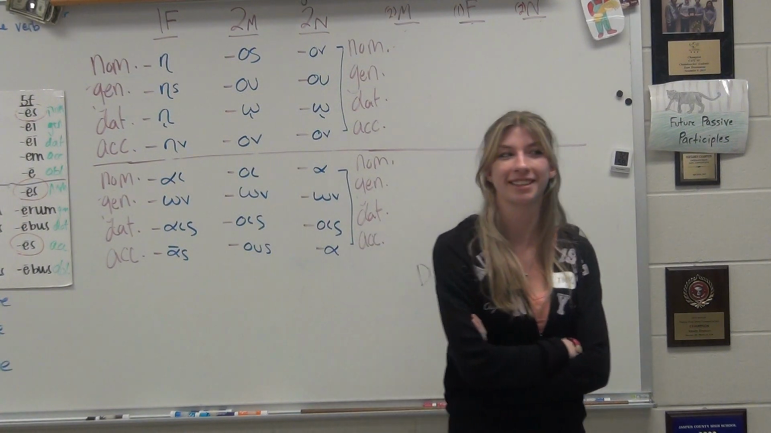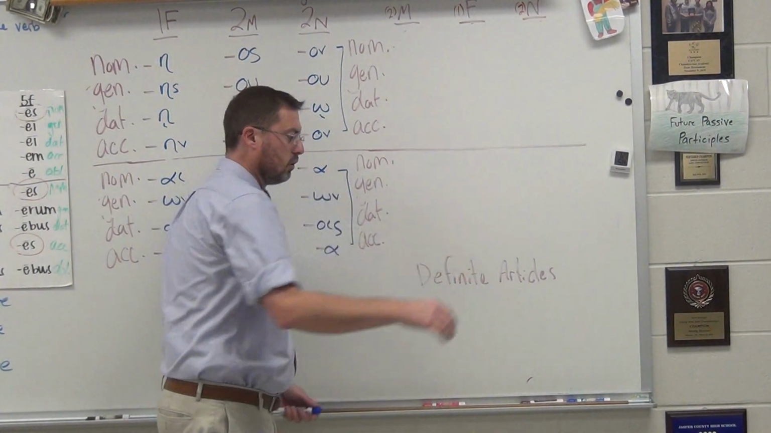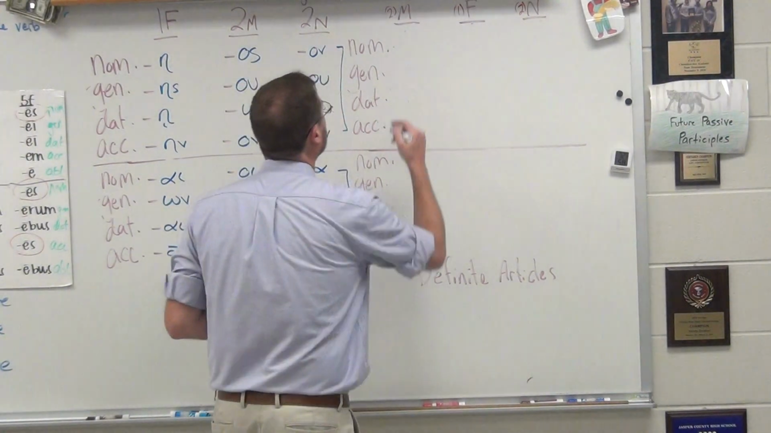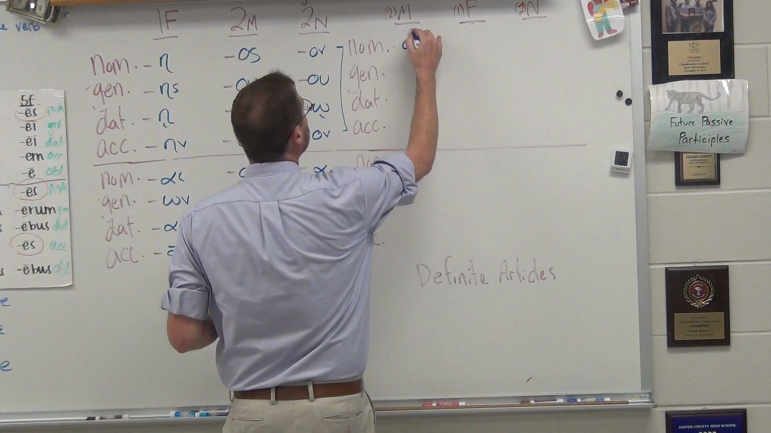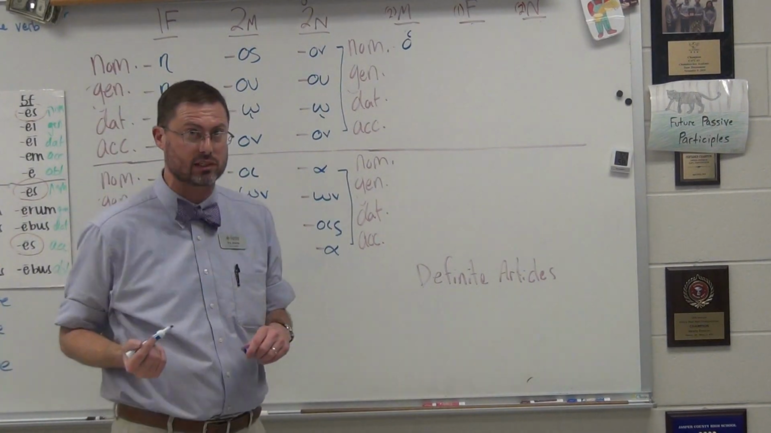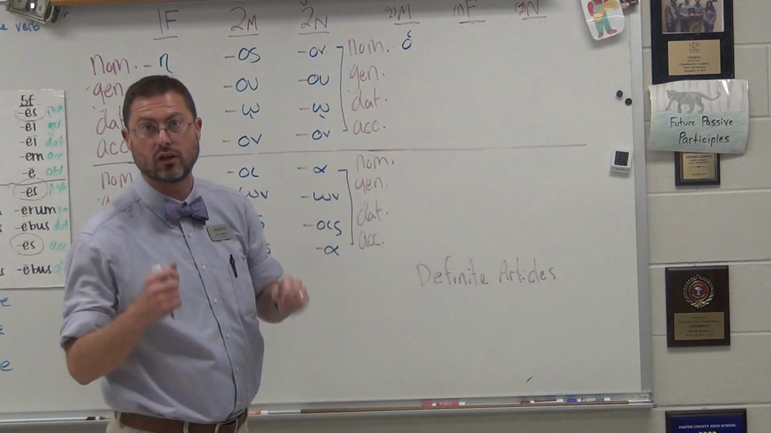D-E-F-I-N-I-T-E. There it is, the definite article. So let's go ahead and put that right over here. And so, it is going to look like the following. Just like we saw a second ago, masculine is ho. It is an omicron with a rough breathing diacritical mark. It has no accent. And instead of going vertically, I'm going to go horizontally.